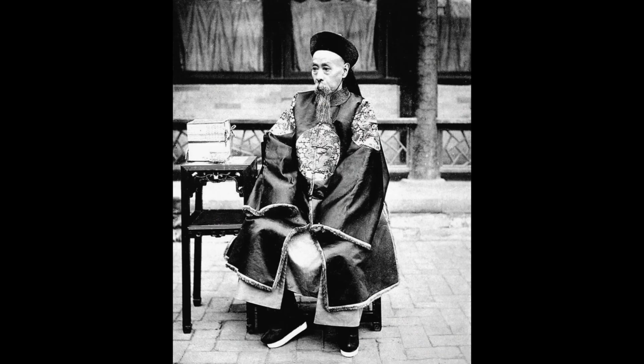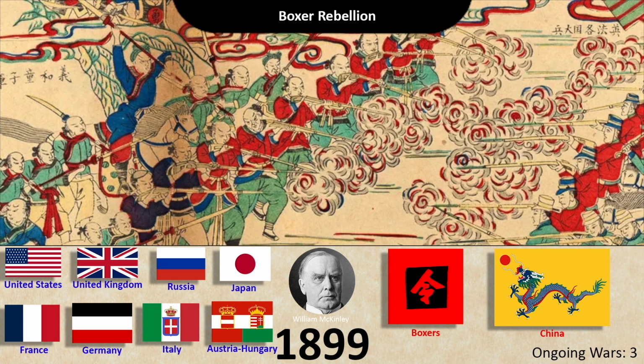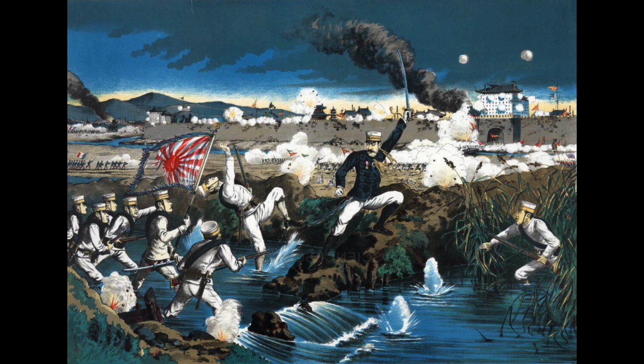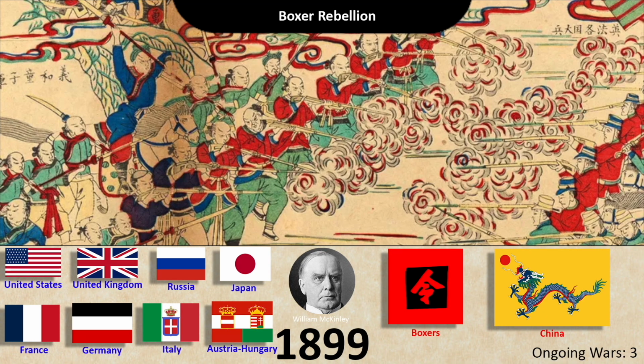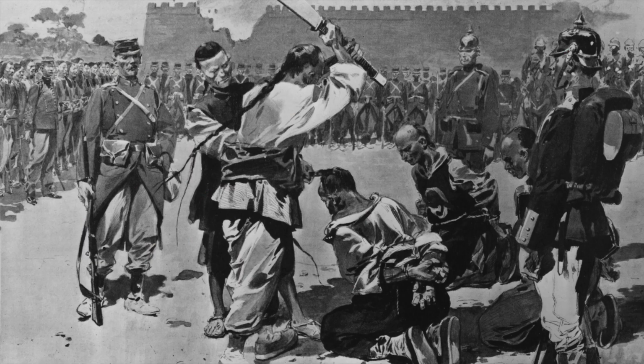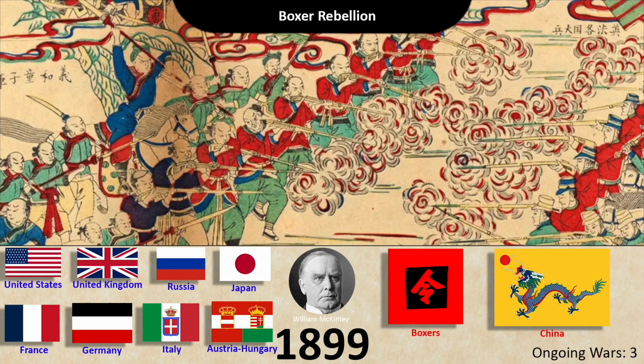The 8-nation alliance would bring 20,000 armed troops into China, defeat the imperial army in Tianjin, and arrive in Beijing on August 14th. And the Boxers were executed, like literally executed, and China would be paid, in today's worth, $10 billion yearly over the course of the next 39 years by the 8 nations that were involved.